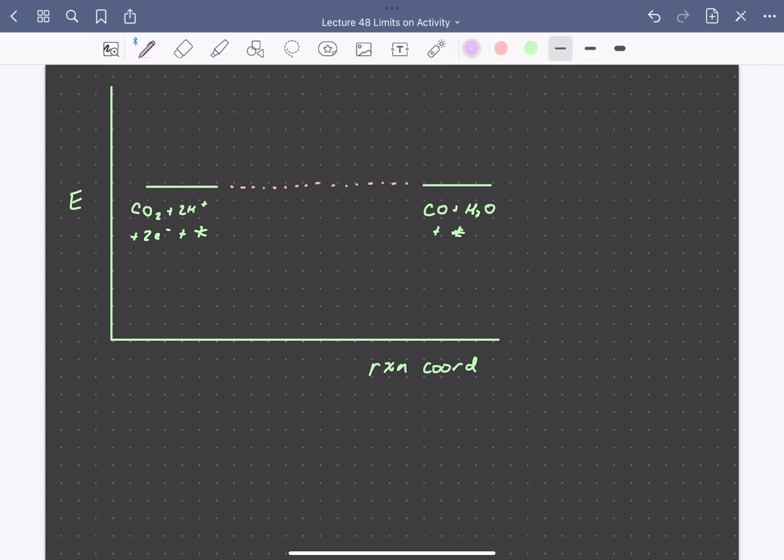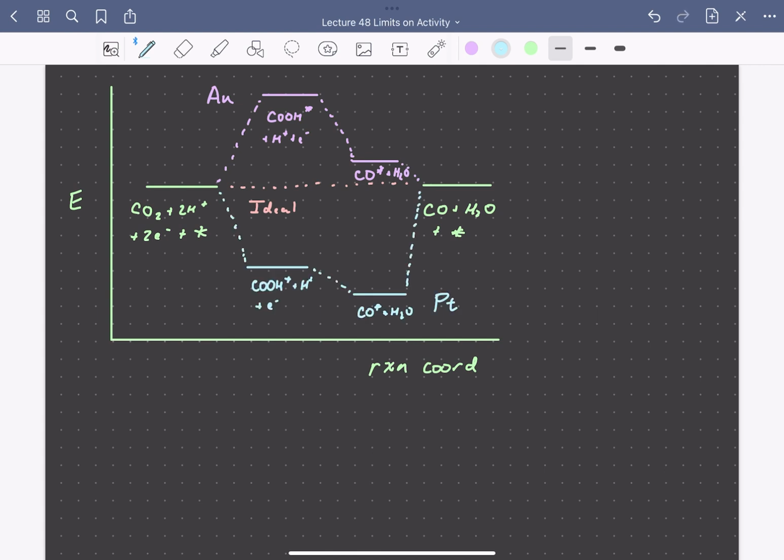If we look at the reaction coordinate diagram for something like gold, it would look something like this. So we can see that even though CO desorption is thermodynamically favorable, that first step of activating CO2 is very thermodynamically uphill. Conversely, if we look at a metal like platinum, the reaction coordinate diagram will look something like this. So here it's thermodynamically downhill to activate CO2 and form COOH, but then once we've formed adsorbed carbon monoxide, it's very thermodynamically uphill to desorb this from the catalyst. So essentially we're going to be stuck in this thermodynamic well.